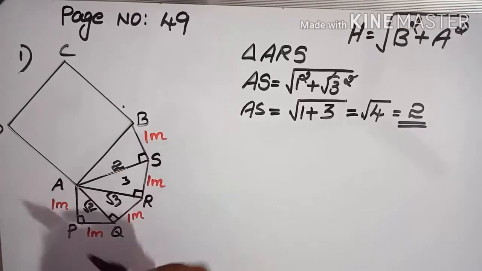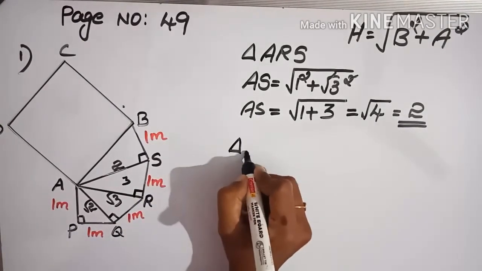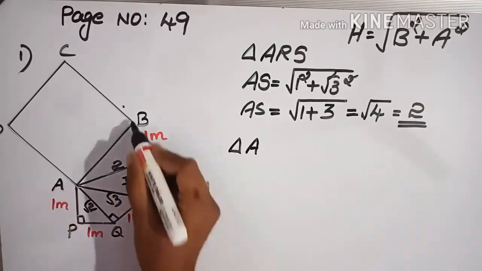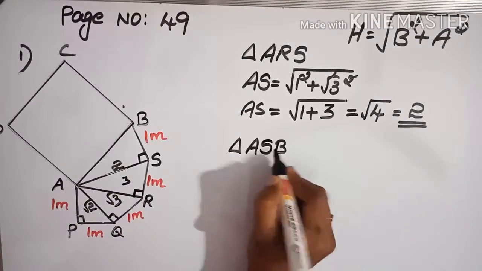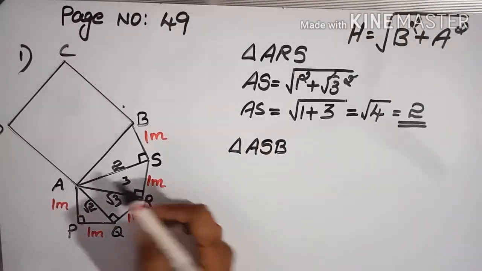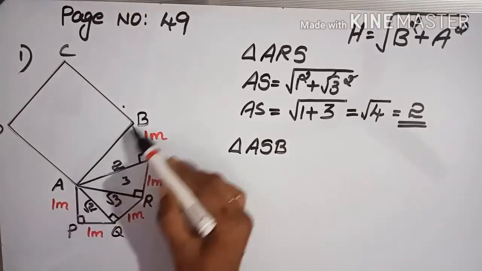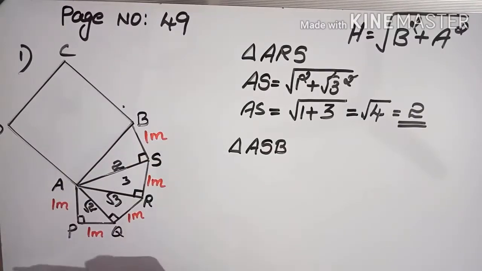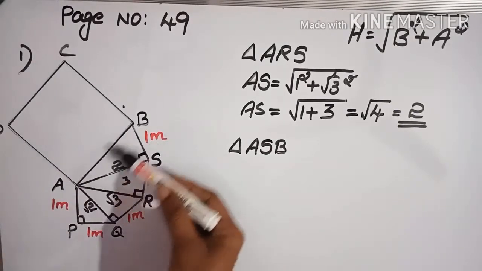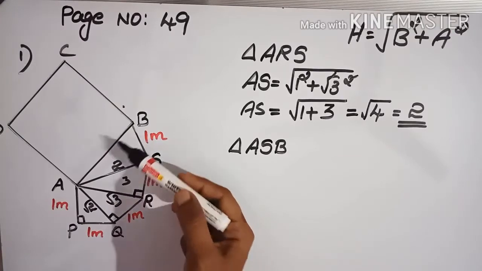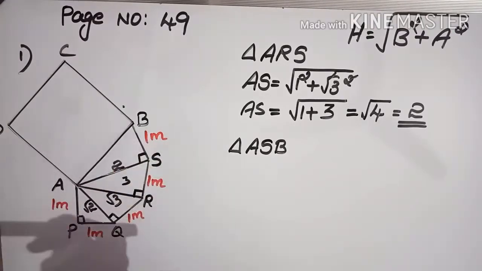Now consider the last right triangle, that is triangle ASB. In this triangle, altitude is 2, base is 1 meter. This is the hypotenuse, that is AB. AB is same as side of the square. So when you find the hypotenuse of this right triangle, you will get the side of this square also.